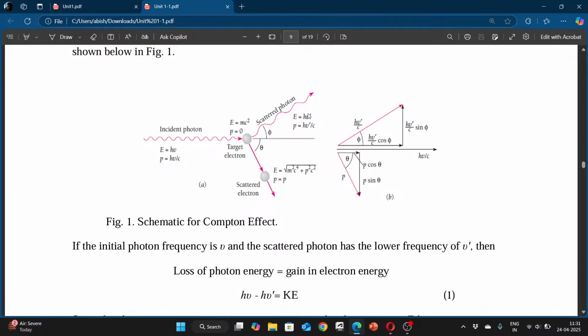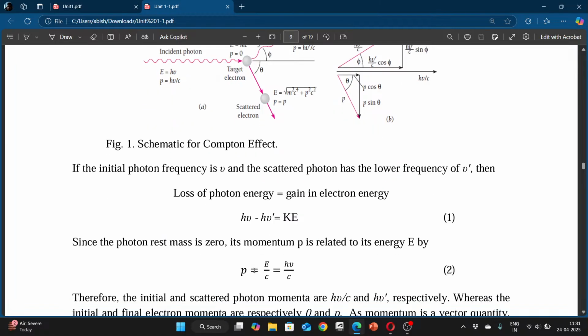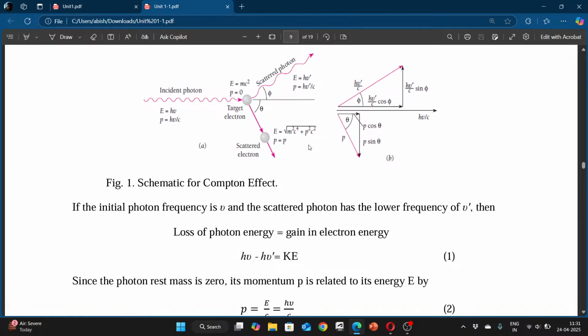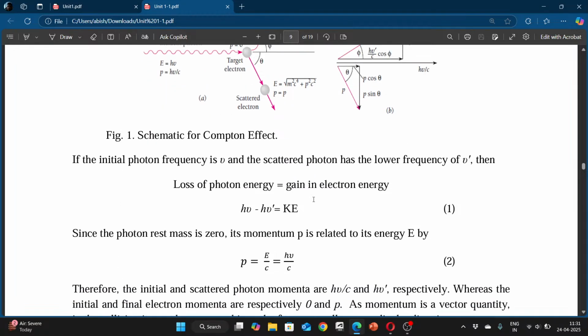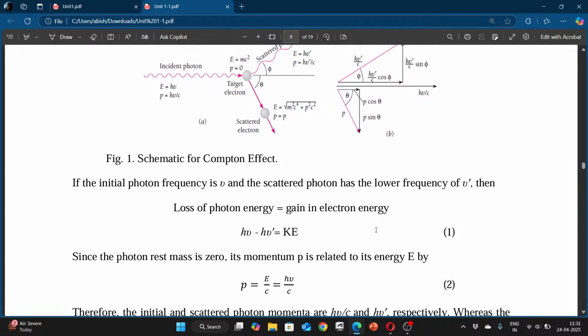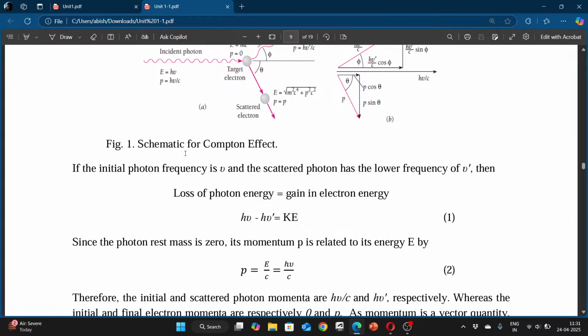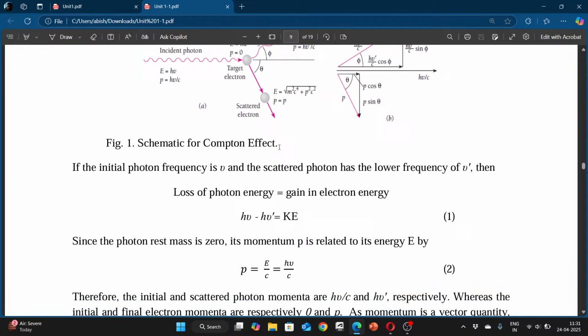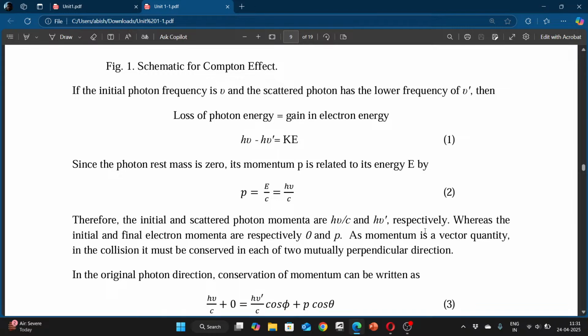So h mu over here minus h mu dash over here, because the photon is losing energy and it is going into the electron. Since the photon rest mass is zero, the momentum-energy relation is given by p equal to E by c, which is h mu by c. Therefore the initial and scattered photon momenta are h mu by c and h mu dash by c.